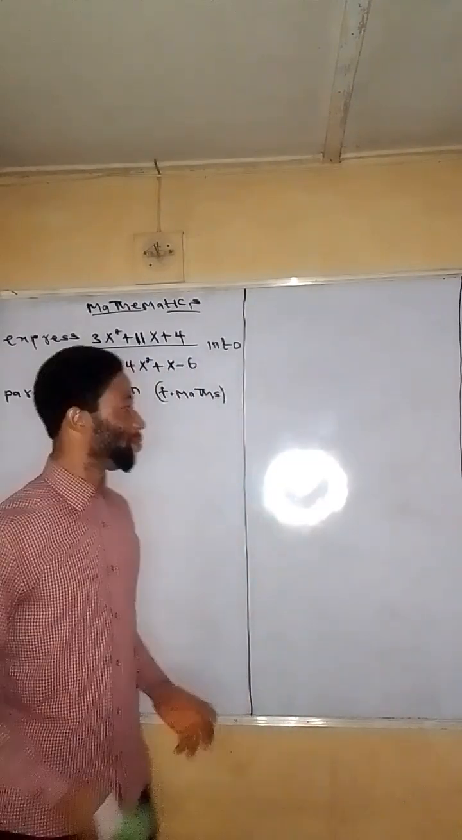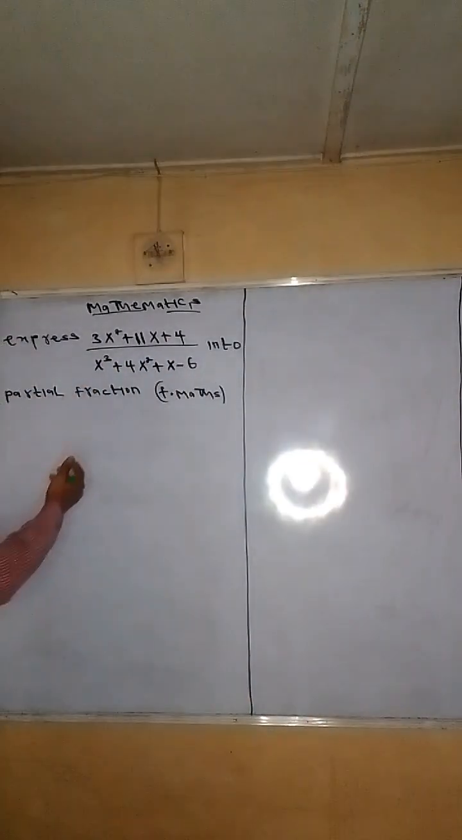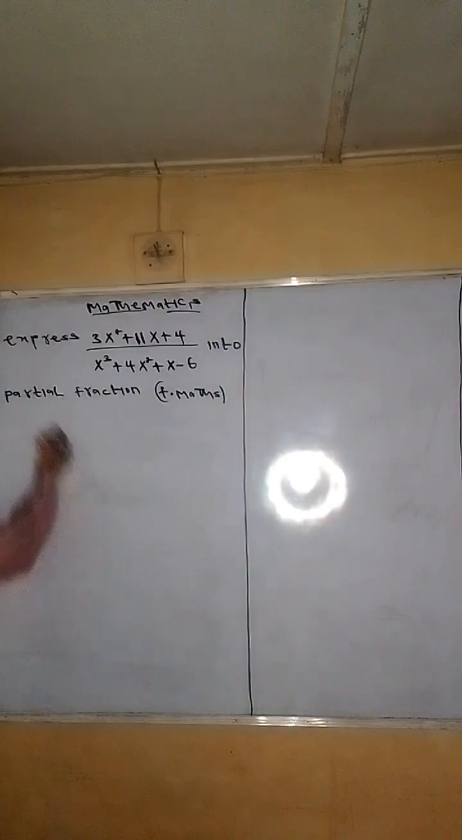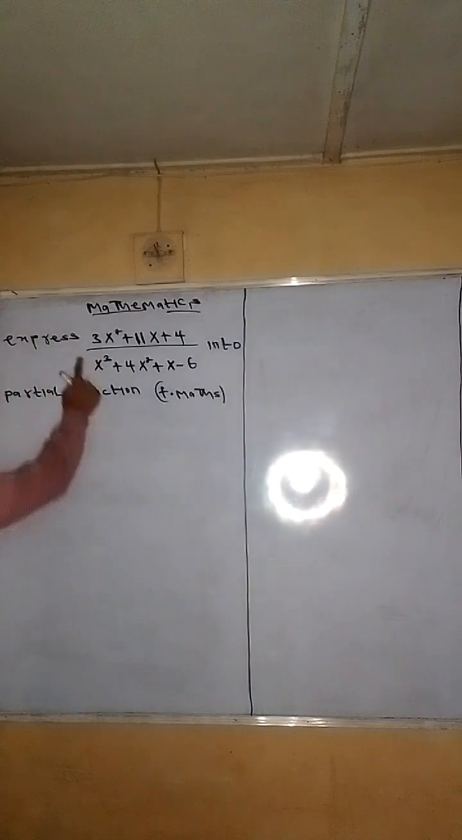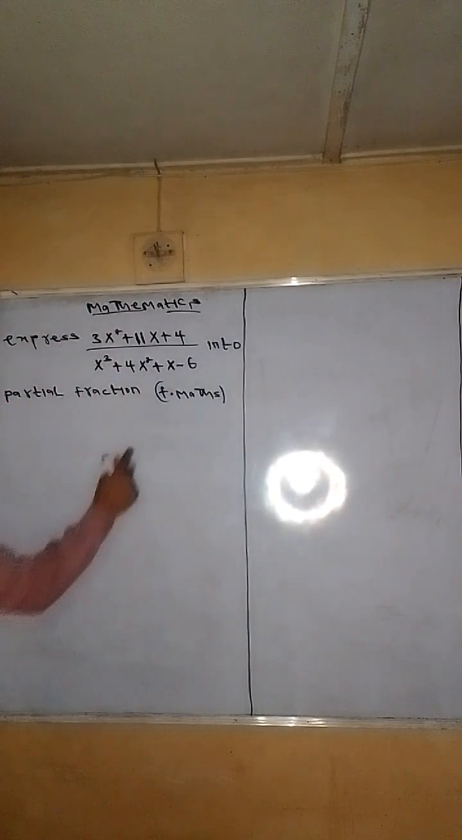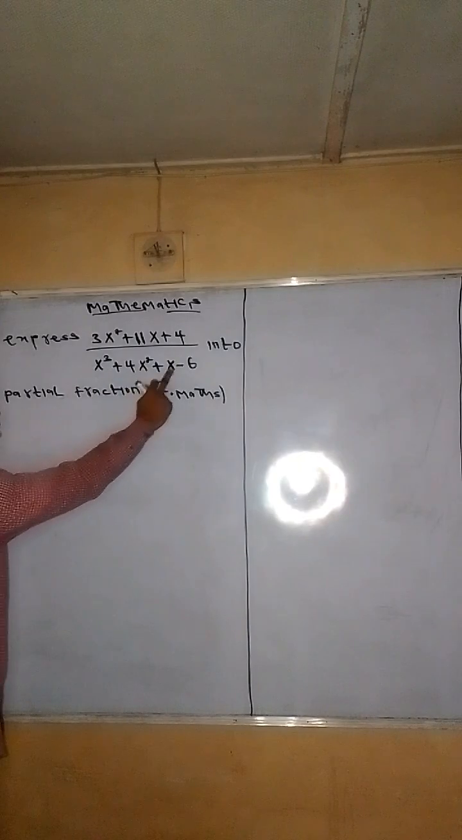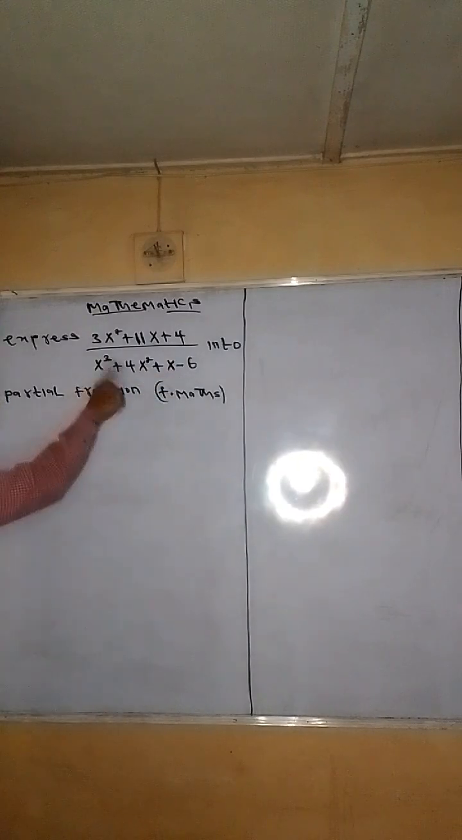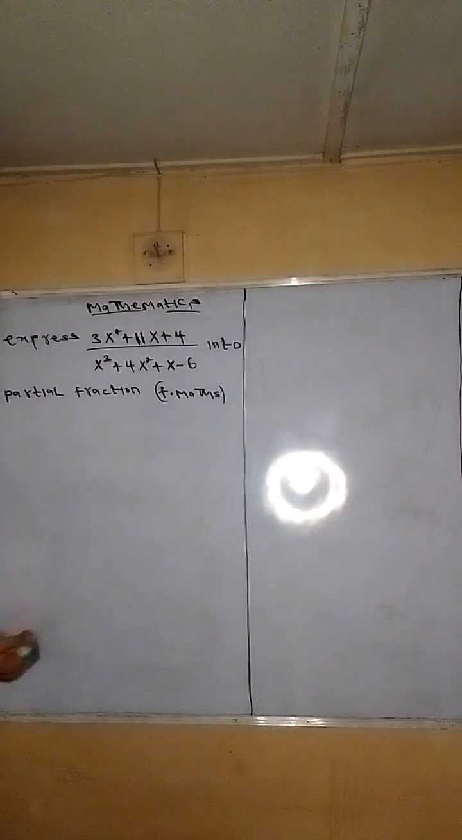So this afternoon, we are just going to go straight to the question on our board. As you can see, we are given a question from partial fraction. The question is telling us that we should express (3x² + 11x + 4) divided by (x³ + 4x² + x − 6) into partial fractions. So we are just quickly going to get down to the business of the day.